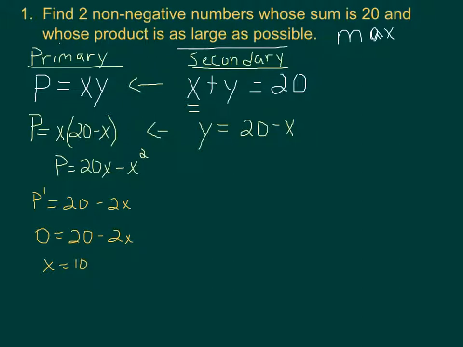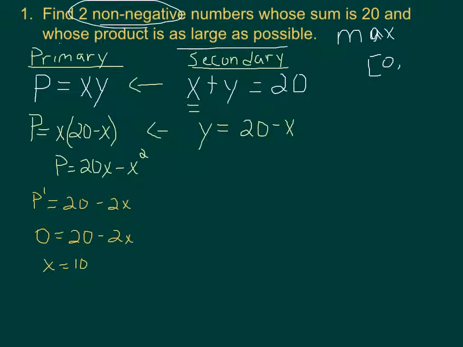You need to stop for a minute and ask yourself whether or not this makes sense, and look back at the original problem. We want two non-negative numbers, so that means that our domain, the lowest it can be is 0. It could actually be 0 because that's non-negative, instead of if it had just said positive.